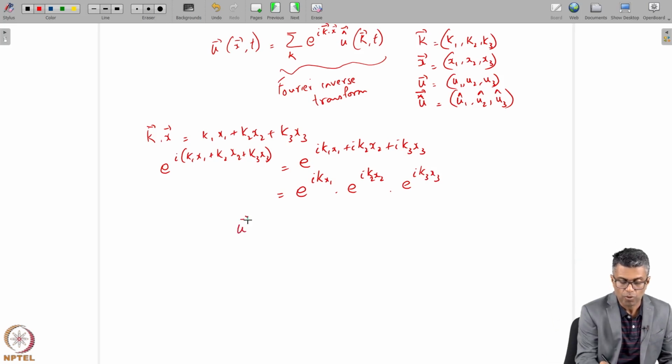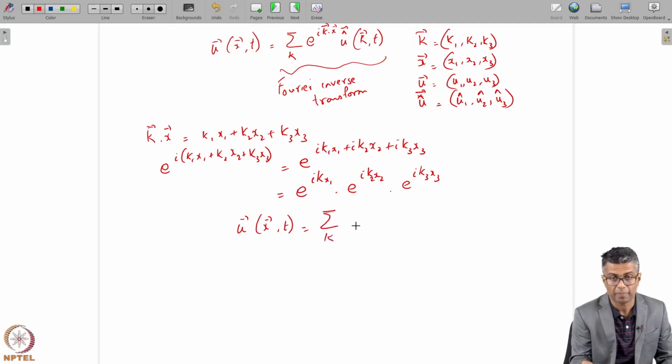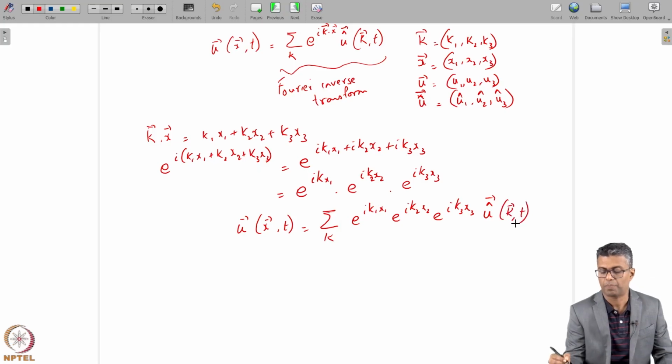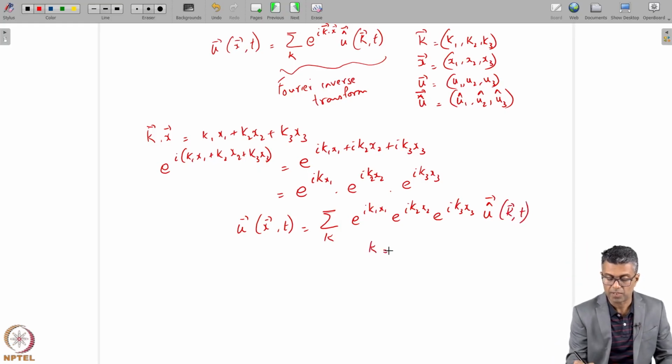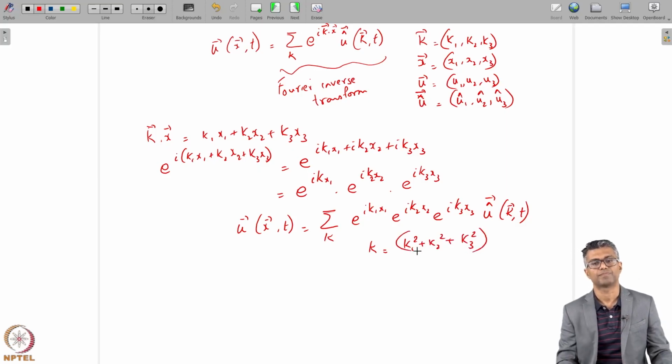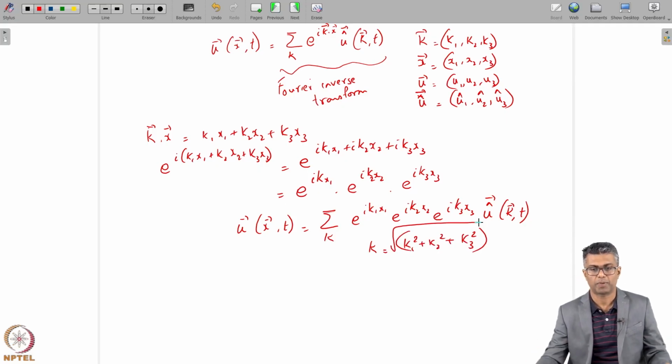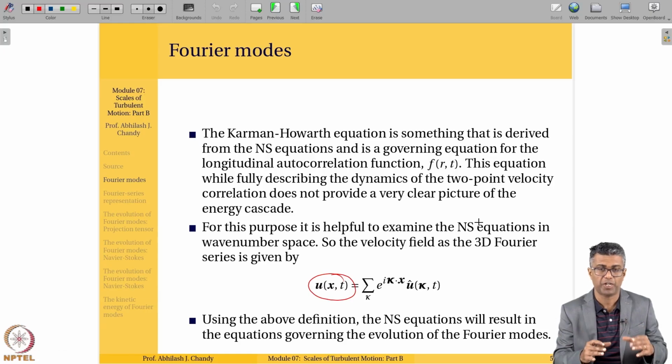So essentially u of x comma t is the summation over all wave number magnitudes, I'll explain what that is, of e to the i k1 x1, e to the i k2 x2, e to the i k3 x3, and then u hat vector kappa comma t. Remember, kappa itself is the wave number magnitude, the square root of k1 squared plus k2 squared plus k3 squared, sorry, or kappa squared is k1 squared plus k2 squared plus k3 squared. So that's how much information is contained in there.